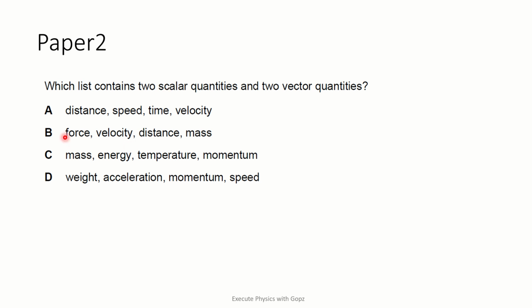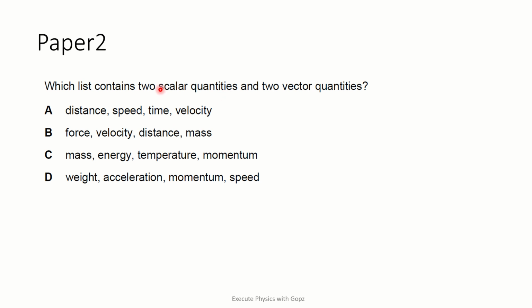So our job today is to find out from the given options two scalar and two vector quantities. So let's say option A, distance. Distance is a scalar quantity. Speed, again, it is a scalar quantity. Time, it doesn't have any direction. These three don't have any direction. Time again is a scalar quantity. What about velocity? It is a vector quantity.